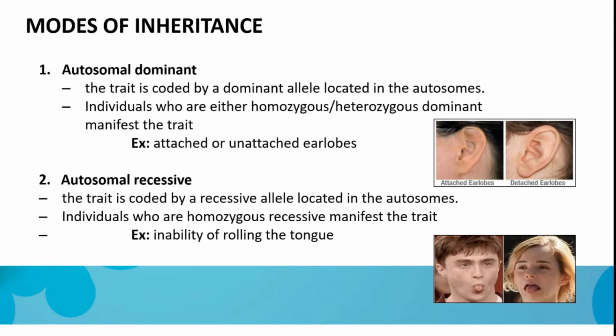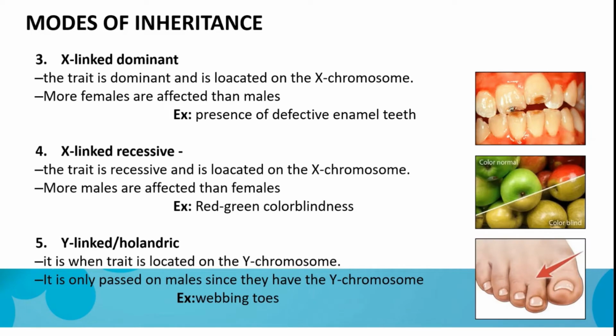Second, autosomal recessive. It is where the trait is coded by a recessive allele located in the autosomes. Individuals who are homozygous recessive manifest the trait. For example, inability of rolling the tongue. Third, the X-linked dominant. It is where the trait is dominant and it is located in the X chromosome. More females are affected than males. For example, the presence of defective enamel teeth.